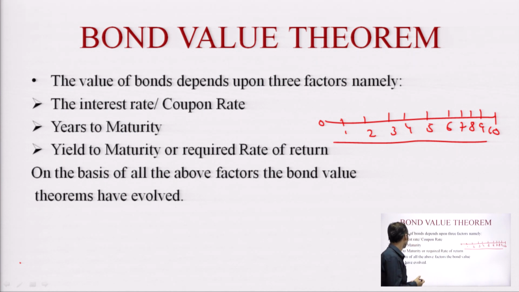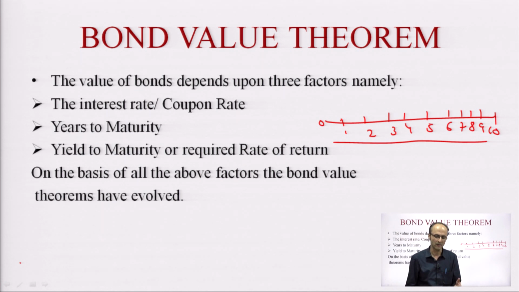So, the third important point is yield to maturity or required rate of return. Now, what is yield to maturity or required rate of return? Yield to maturity and required rate of return is the expectation of the bond holder. It is the return that is being expected by the bond holder over the maturity period of the bond. So, if in the future the expectation of the bond holder starts to increase, the value of the bond will automatically decline.